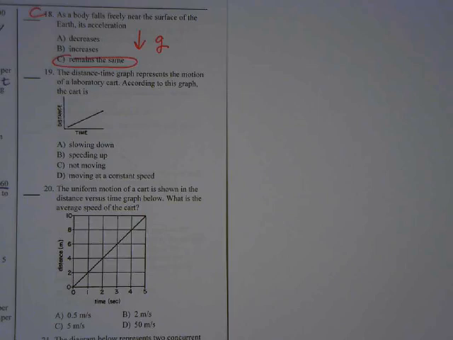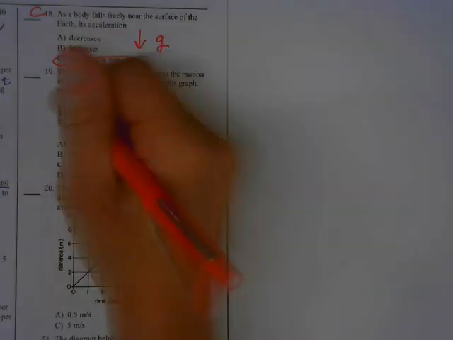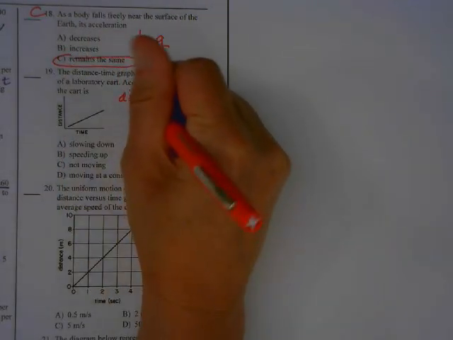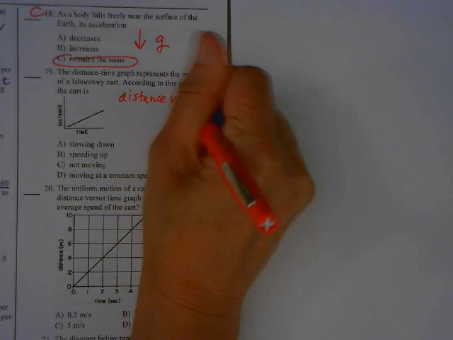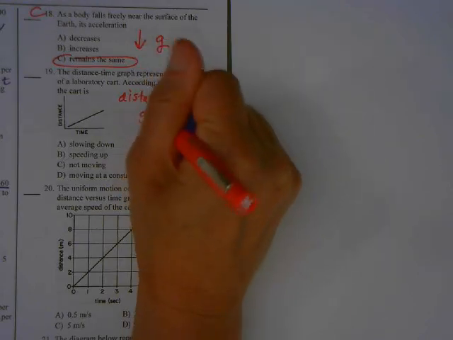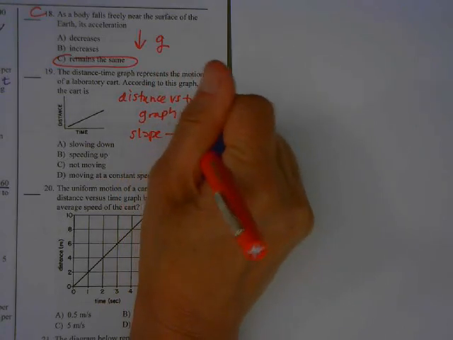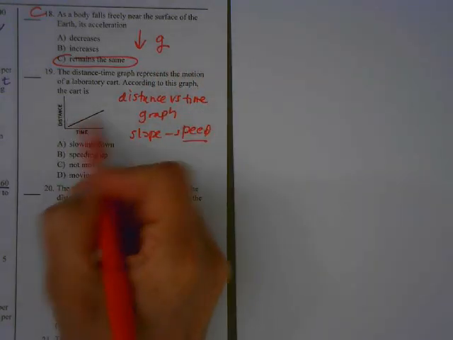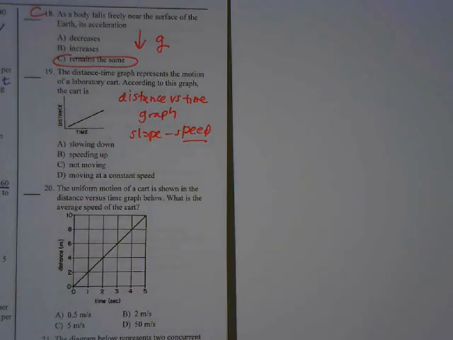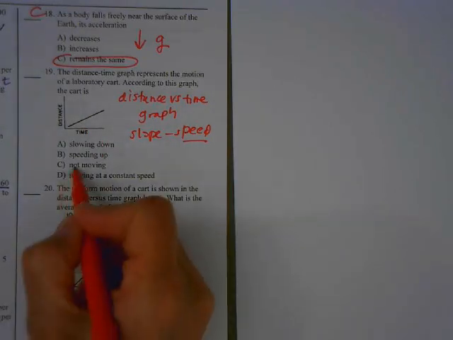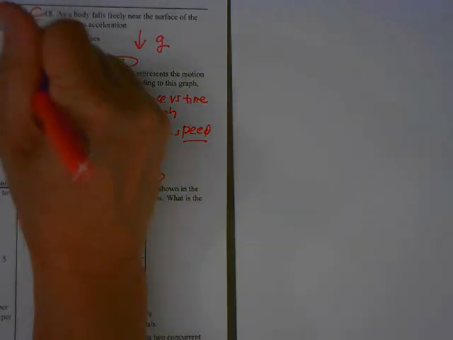Number 19, the distance versus time graph represents the motion of a laboratory cart. According to the graph, the cart is... So what you have to know, and this is what you have to write down, is on a distance versus time graph, the slope is the speed. So this is a straight line, which means it's a constant slope. So that means it's moving at a constant speed.